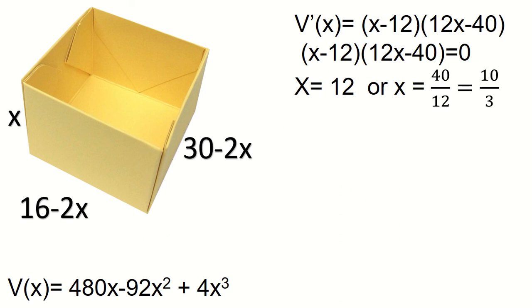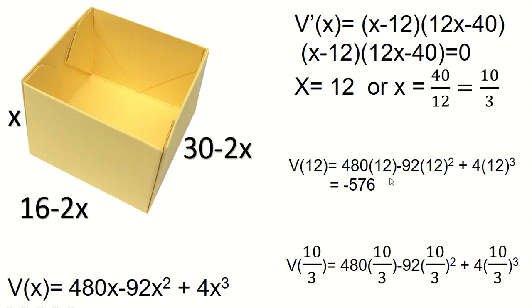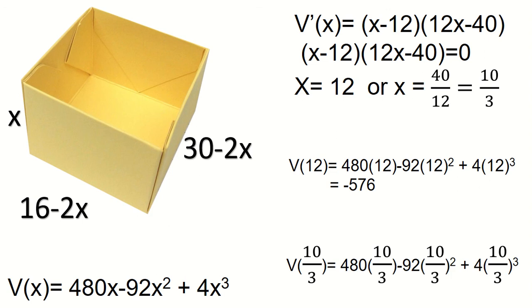So let's try by substitution. V of 12 of the original. Ito yung original. So 480 times 12 minus 92 times 12 squared, plus 4 times 12 cubed. And that is equal to negative 576 cubic centimeter. That's impossible to happen because we don't have a negative volume.